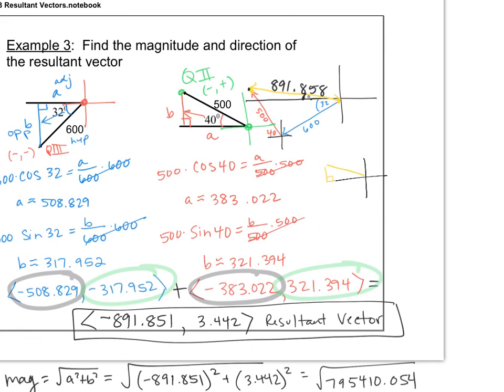We're going to try to find theta, and we know some of our values. Remember how this was negative 891.851, and then it was up 3.442? Well, now we can use SOHCAHTOA and we can solve for theta. We can do an inverse tangent here. We have opposite, this side is opposite, and this side is adjacent. So it's part of TOA.